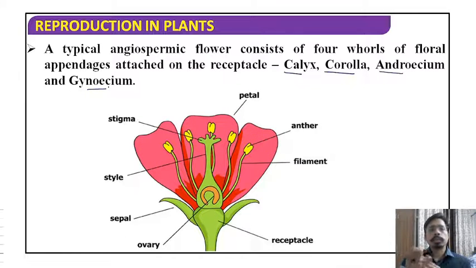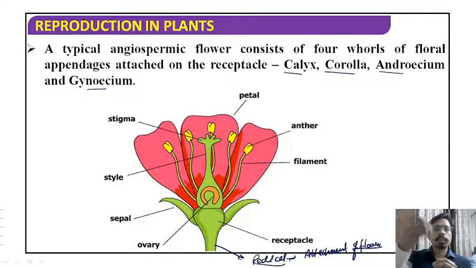Coming to the structure of the flower, there is a structure called pedicel. This pedicel is responsible for the attachment of the flower with the floral axis, or we can say the plant. Whenever the flower is attached to the plant, it provides vascular tissues, and due to the presence of the vascular tissues, it provides nutrition to the flower.